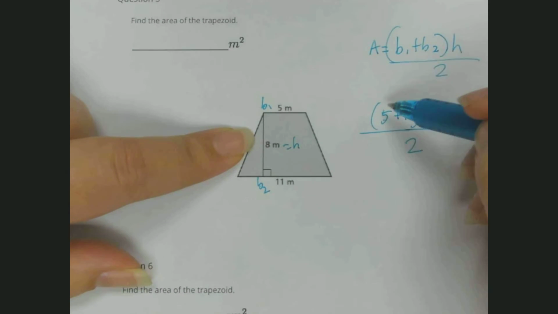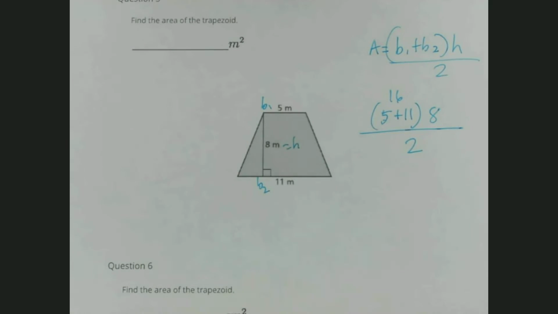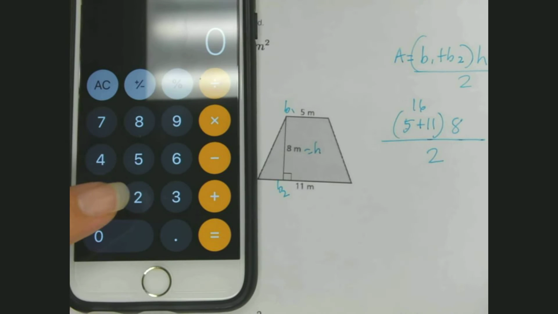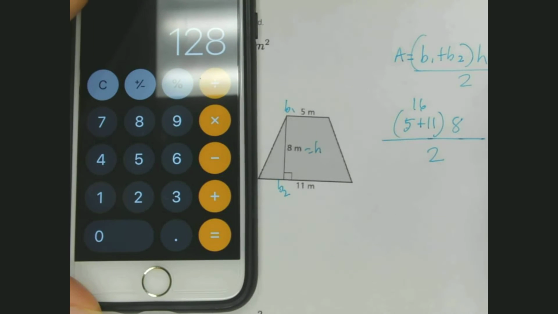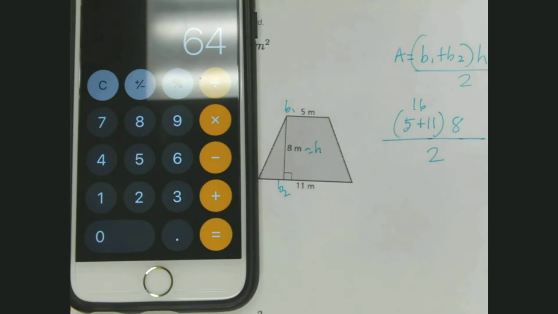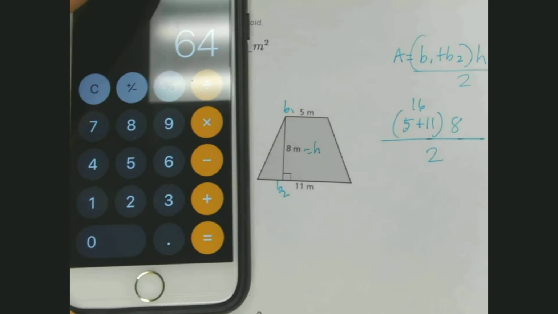Okay, so 5 plus 11 is 16. Okay, then I do 16 times 8, which equals 128. And then I divide that by 2, which equals 64. Notice how I pushed enter after each one. That's just so that we don't mix up the order of operations, okay? I recommend doing that. So 64 meters squared is what you should have got on number 5.